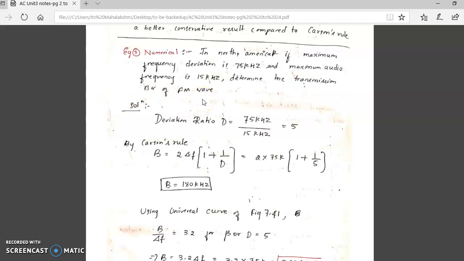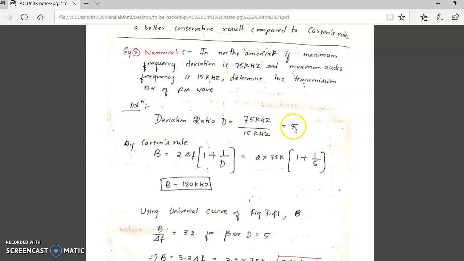So first identify what the given data are. The maximum frequency deviation is 75 kilohertz. Here they are talking about an arbitrary message signal, so it is not single tone. Therefore you have to go for capital D here instead of beta. D is the ratio of maximum delta f by maximum f m. So 75 kilo by 15 kilo gives you 5. This is nothing but the deviation ratio.